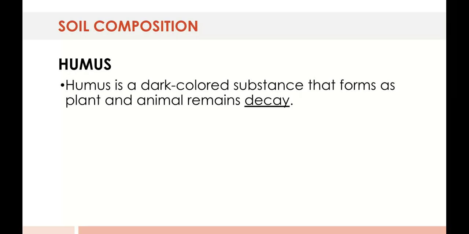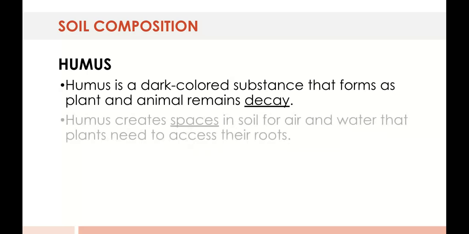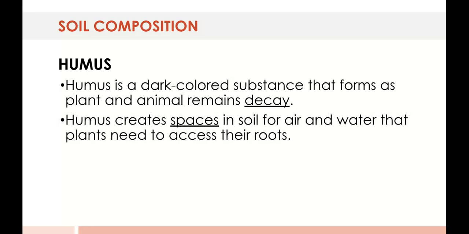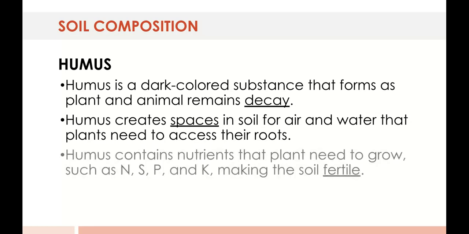I briefly talked about humus, and humus is a dark colored substance that forms as plant and animal remains decay. Humus is so necessary for the soil because it's going to create spaces in the soil for air and water that the plants need to access their roots. Humus also contains nutrients that plants need to grow, such as nitrogen, sulfur, phosphorus, and potassium, and these nutrients will make the soil fertile.